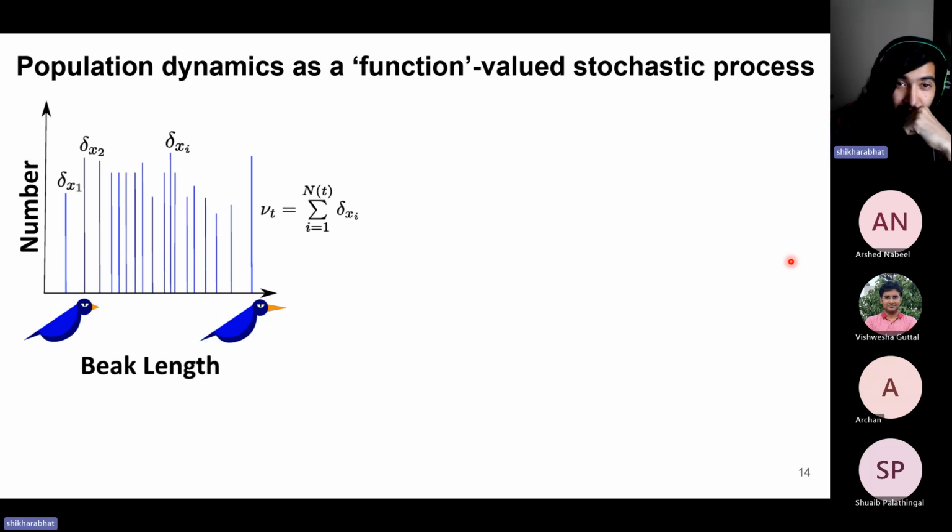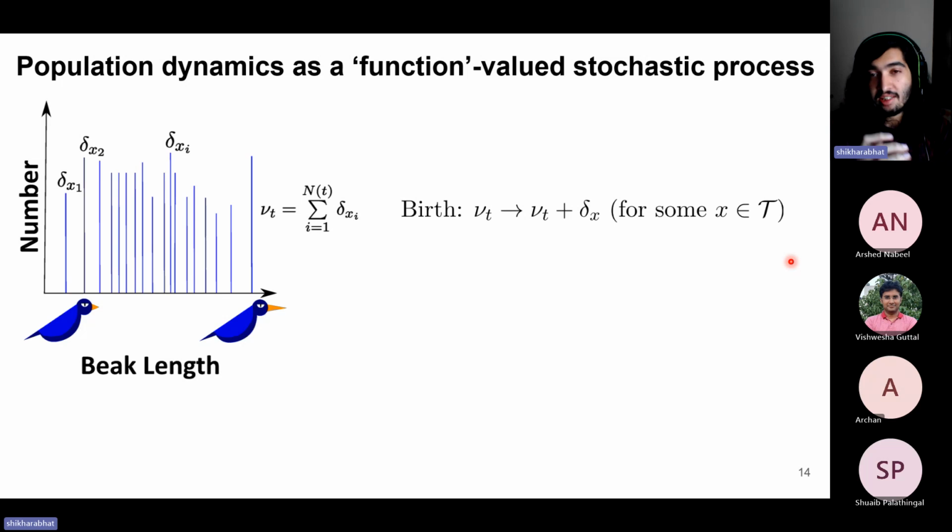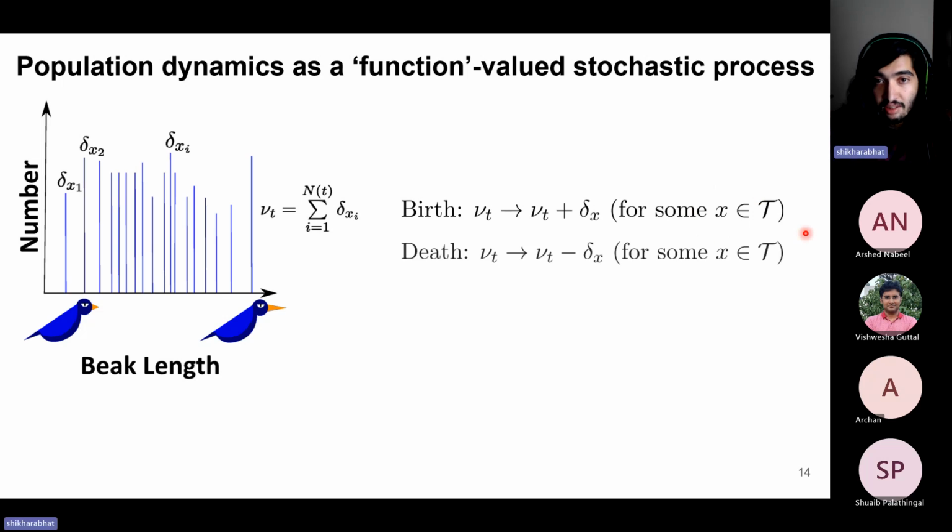So once we have described the population, the next step is to describe the dynamics. And we will do this, as I said, by assuming that there is only birth and death and nothing else, and try to describe from first principles how the population should change. Now, since each individual is characterized as a Dirac mass, birth corresponds to addition of a Dirac mass to the population for some trait value, and death corresponds to the subtraction of a Dirac mass, again for some trait value. And I will assume that these are the only transitions allowed.